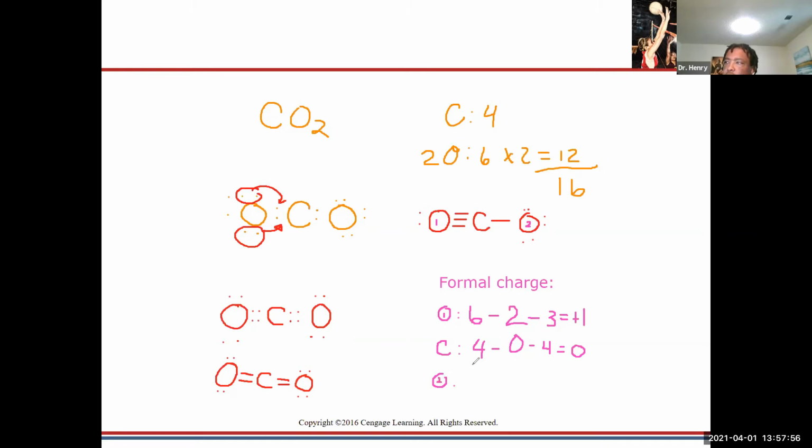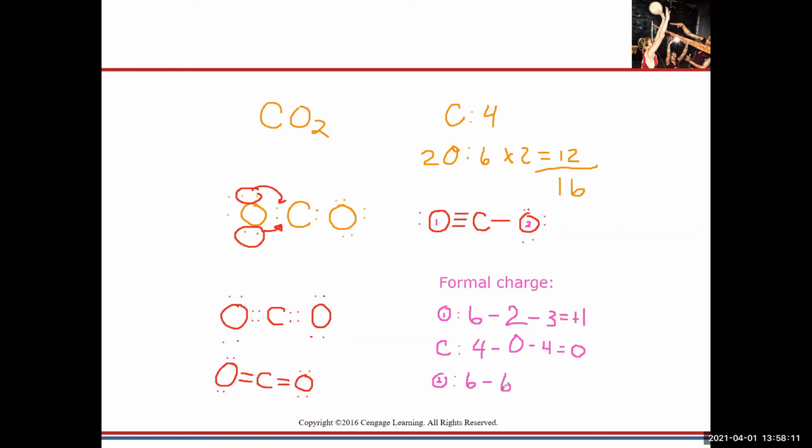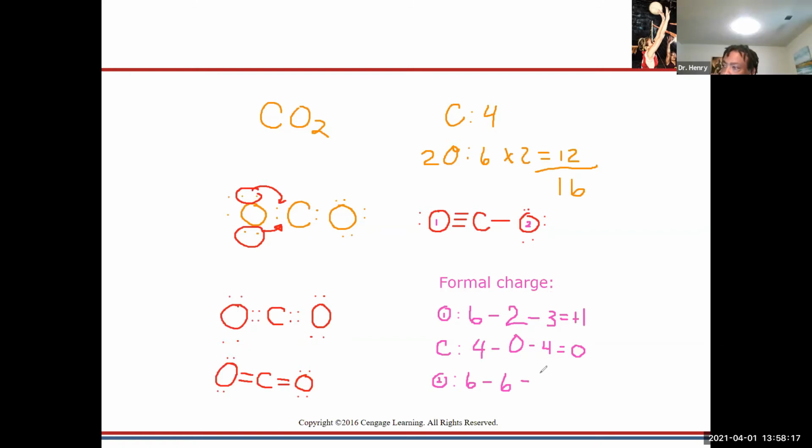Okay, for that second oxygen. How many valence electrons does oxygen have? 6. How many lone pair electrons? 6. Yes, And then how many bonds? 1.